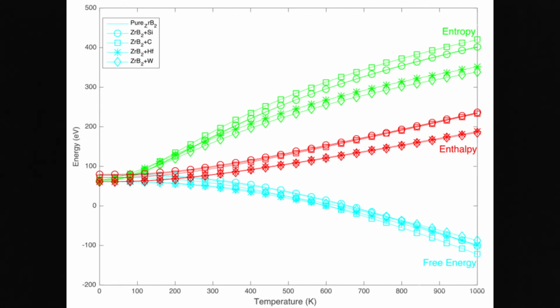The overlaps further align with the differences in the phonon bands between the covalent impurities, which are carbon and silicon, and the metallic impurities, which are hafnium and tungsten.